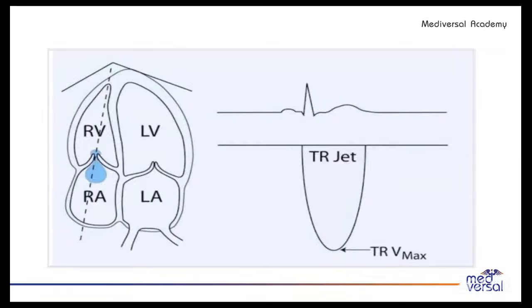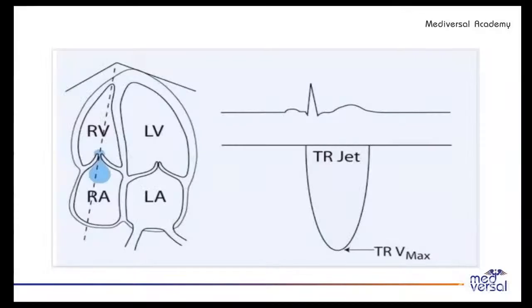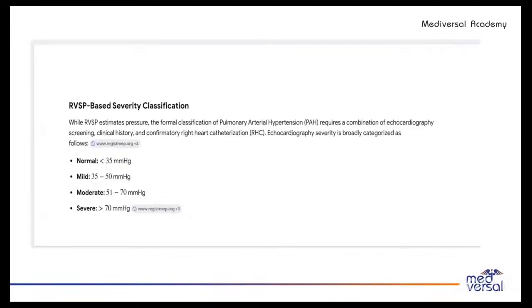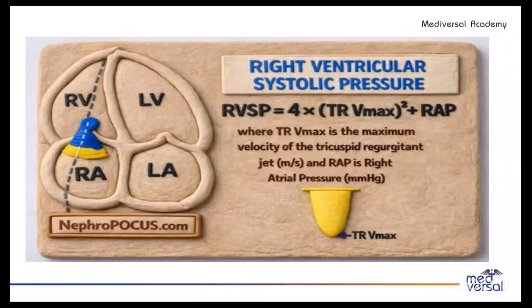You have to get the apical four chamber view, turn on the color Doppler, and the color Doppler should be placed at the level of the tricuspid valve. You see the TR jet Vmax and apply Bernoulli's equation. Modern echo machines will directly calculate RVSP if you place color Doppler and continuous wave sampling over the tricuspid valve. Automatically it will calculate the RVSP, which we can get from Bernoulli's equation, 4 into TR Vmax squared plus right atrial pressure.